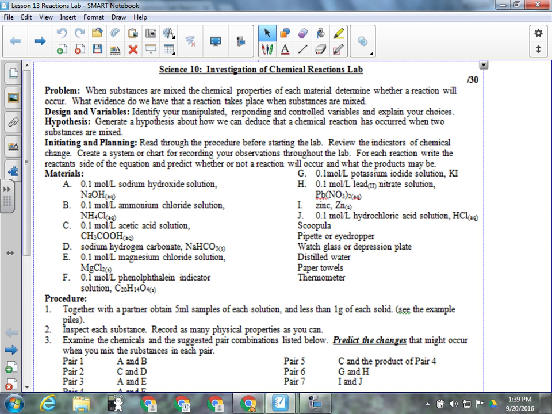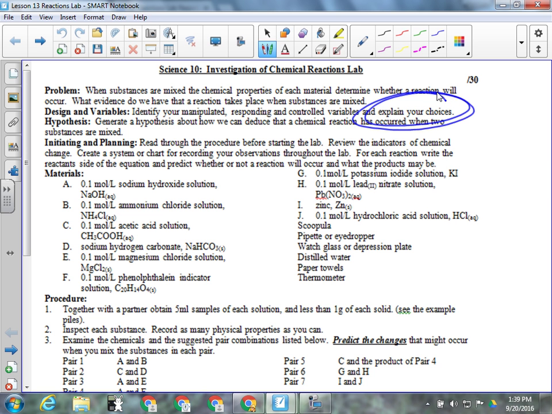Okay? So what we want to look at here are, what are the manipulated, responding, and controlled variables? Remember this time to explain your choices. Okay? No one needs to lose 3 marks needlessly this time. Okay. Each time, but essentially the procedure is going to work like this.